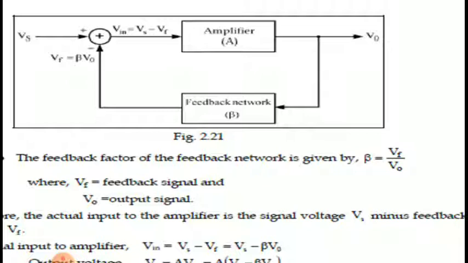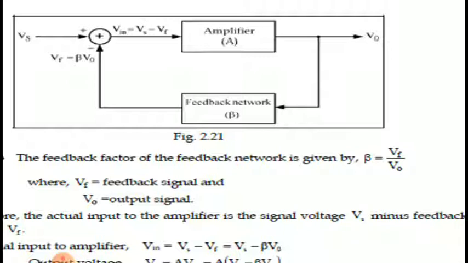Observe the output of the mixer network, that is Vin is equal to Vs minus Vf. Vs is the actual signal source and Vin is the input signal we apply to the amplifier. So the input of the amplifier will be Vin, not Vs. The output of the mixer network is Vs minus Vf, because we are applying it as negative feedback. We are subtracting Vs and Vf.